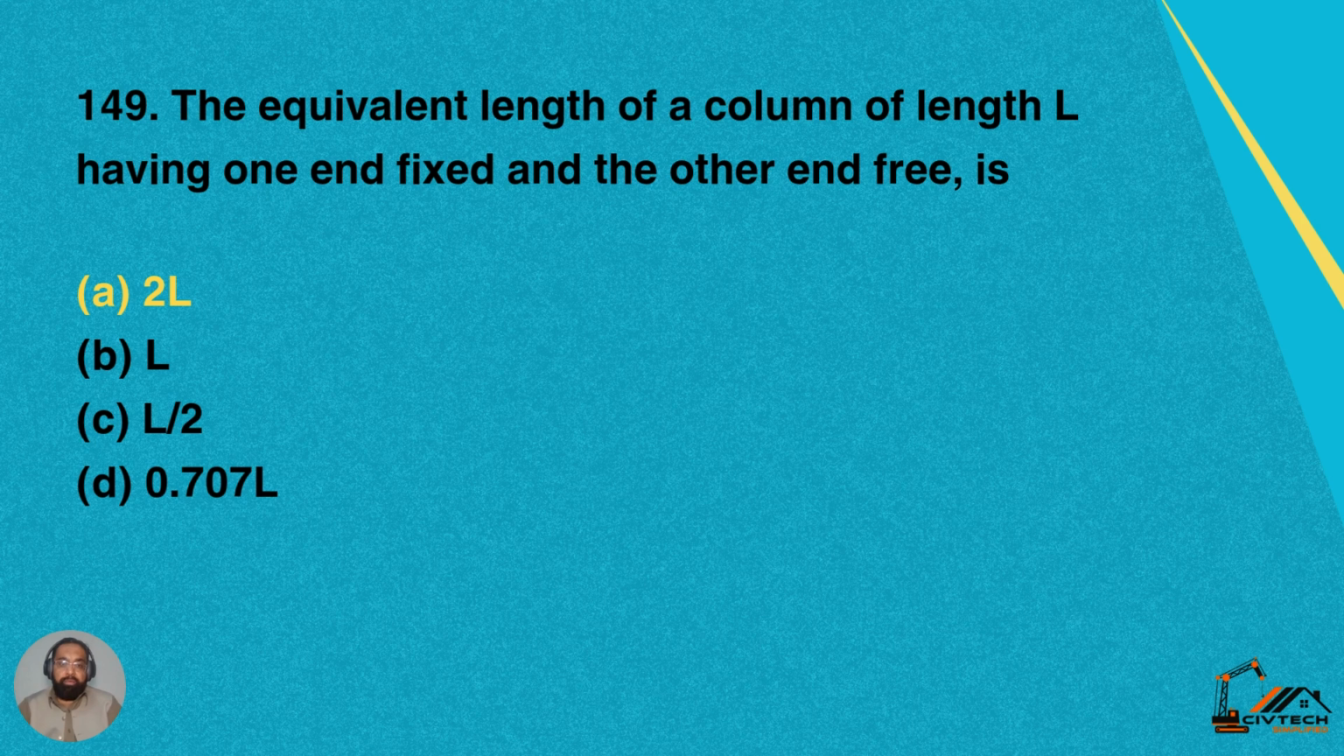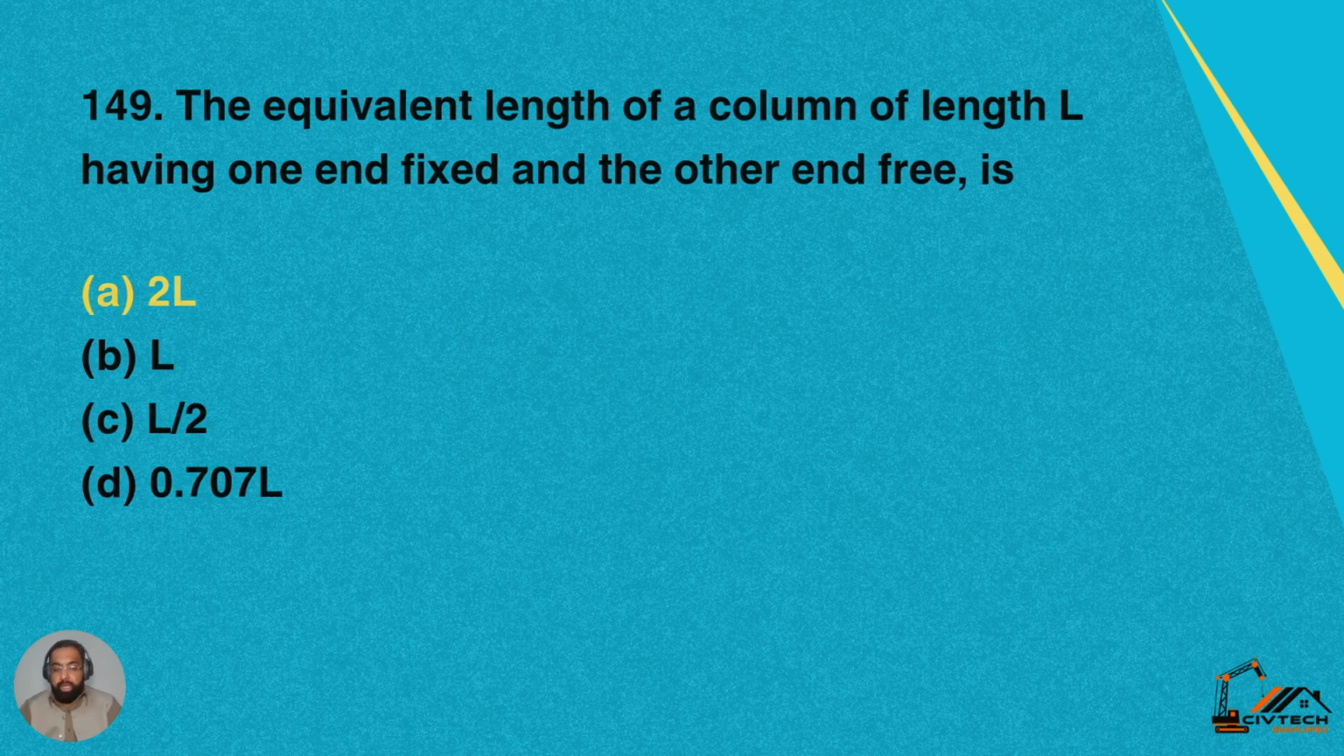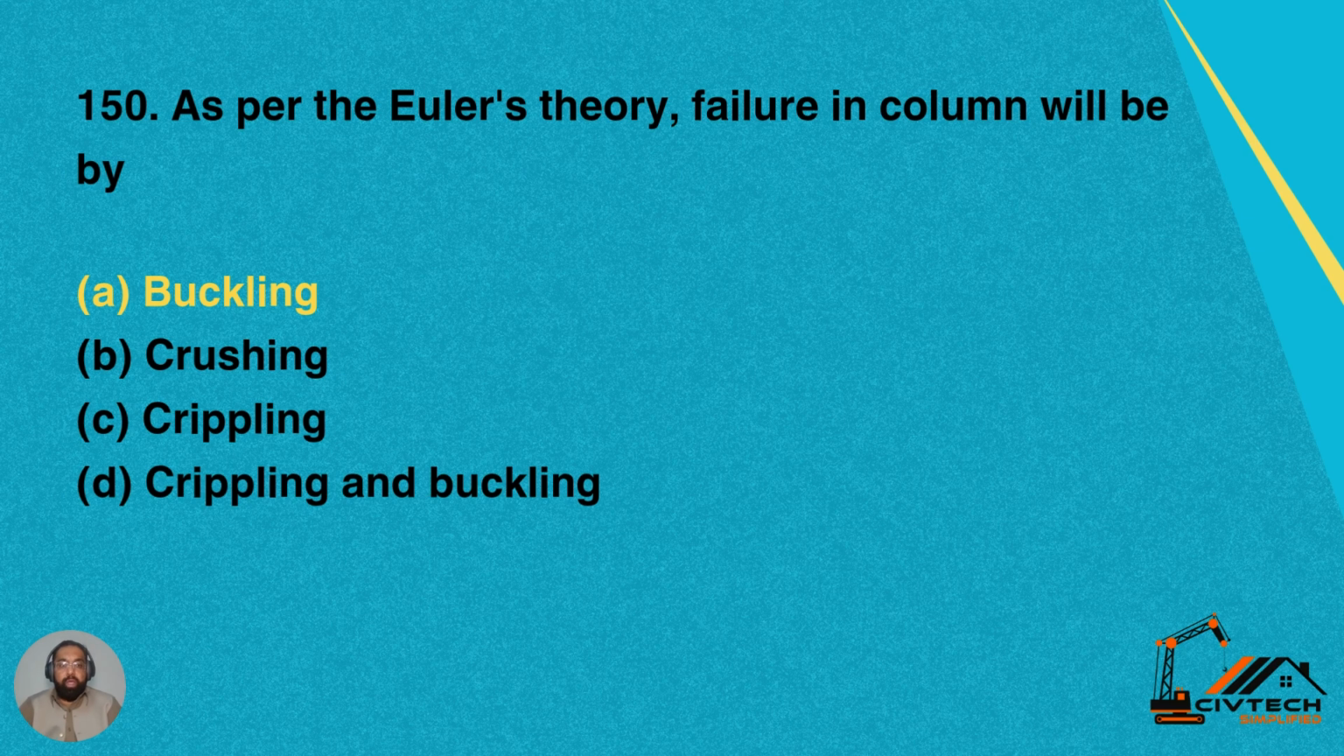149. The equivalent length of a column of length L having one end fixed and other end free is: option A, 2L; option B, L; option C, L by 2; option D, 0.707 L. So the equivalent length of a column of length L having one end fixed and other end free is 2L. A is the correct answer.